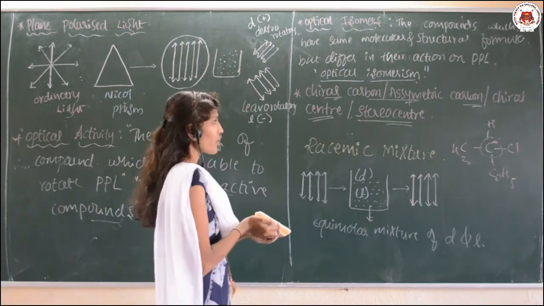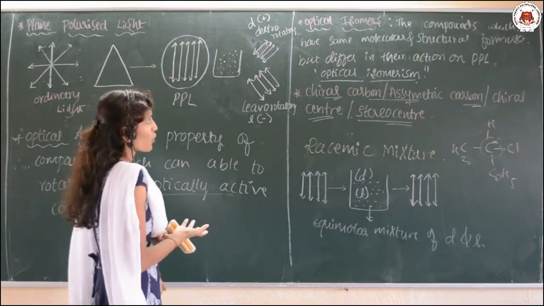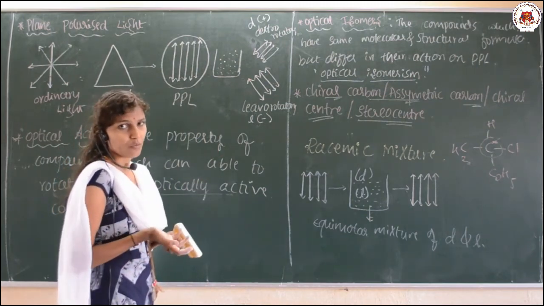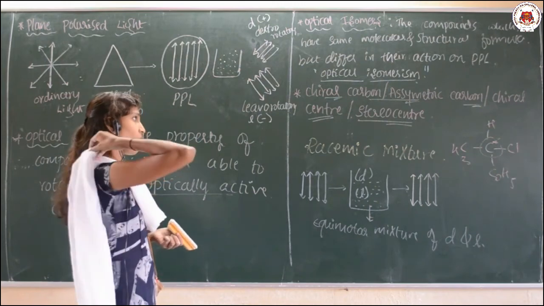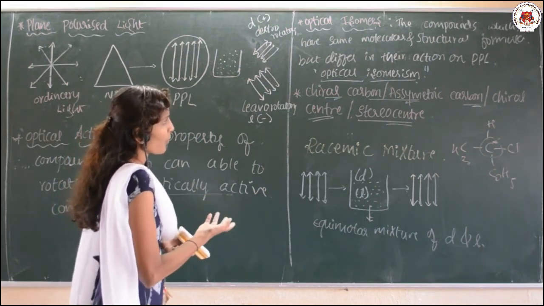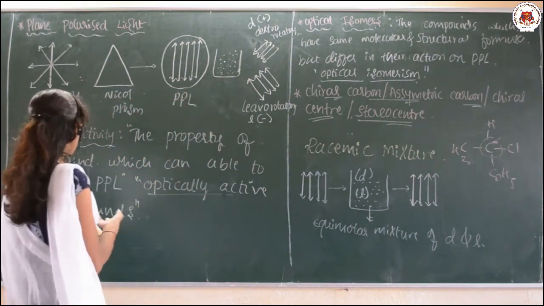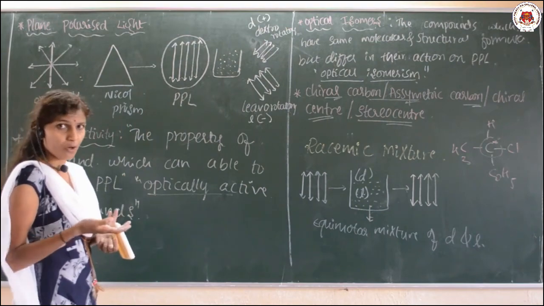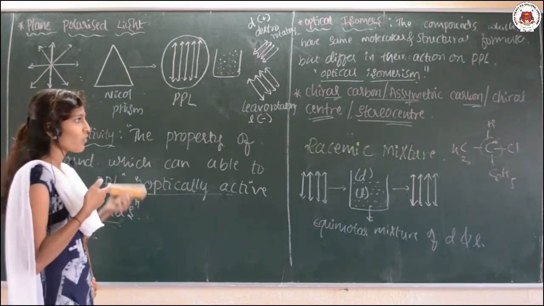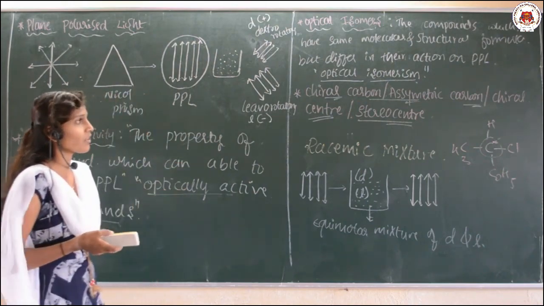All these terms which I have explained are very important, and sometimes they are going to ask you to define optical isomerism, and sometimes they are going to ask what you mean by chiral carbon or asymmetric carbon, and sometimes what is the meaning of optical activity. Those are asked for 1 mark. I hope all the concepts are clear.